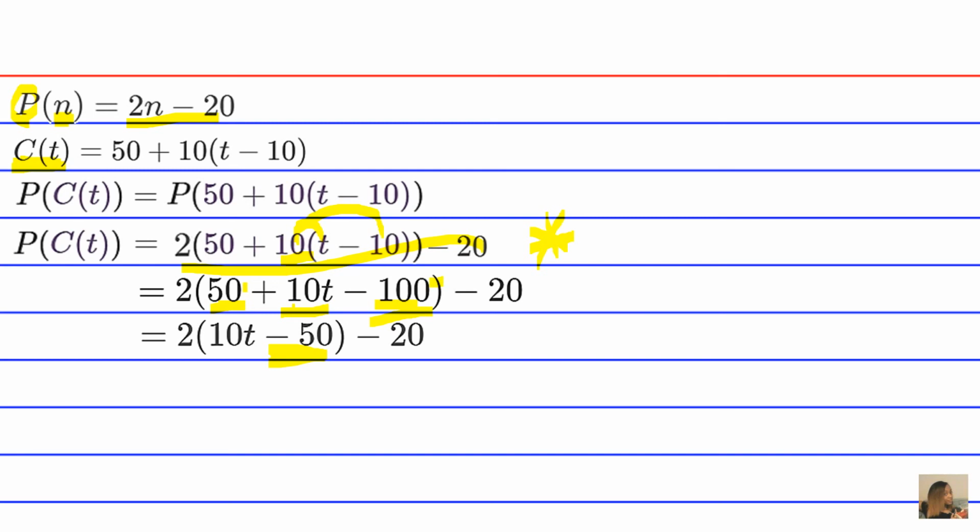All right, this can further be simplified by distributing the 2. We're going to distribute it to 10T as well as to negative 50. And we get 20T - 100 - 20. The last thing that we can do is combine negative 100 with negative 20. And we get that P(C(T)) is equivalent to 20T - 120.